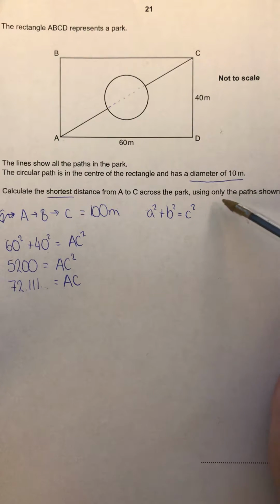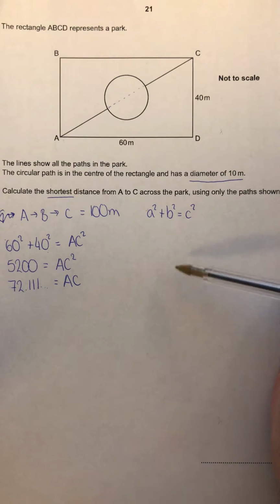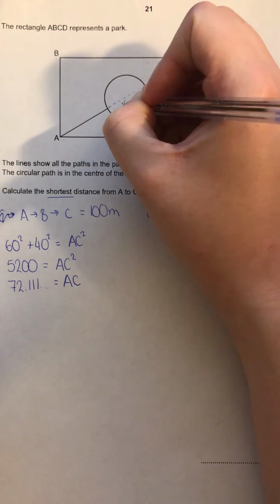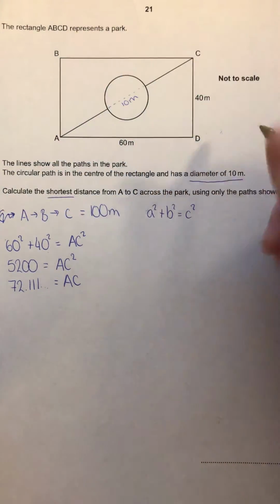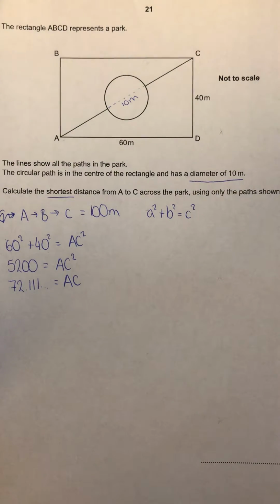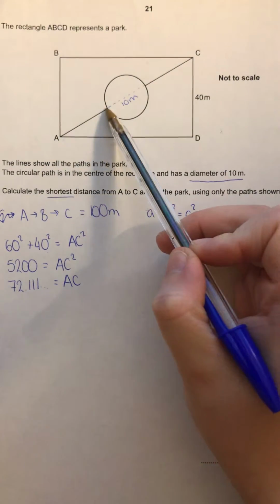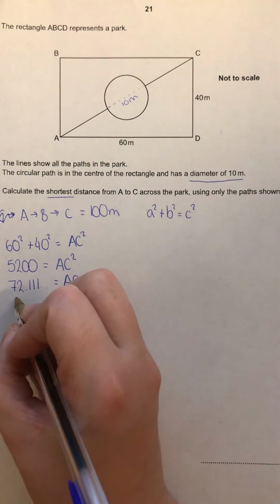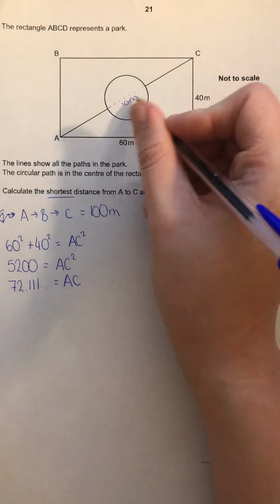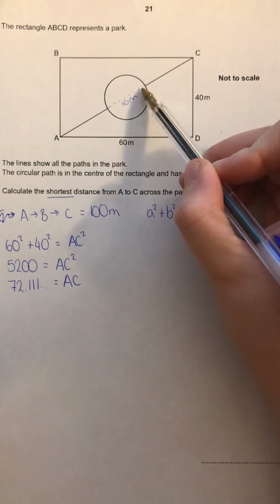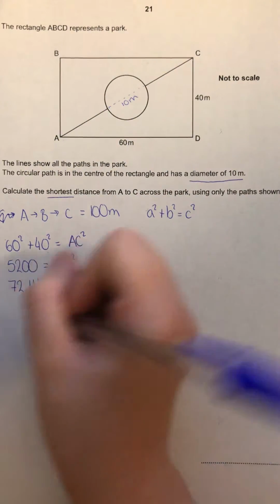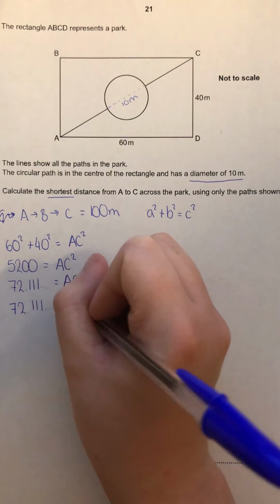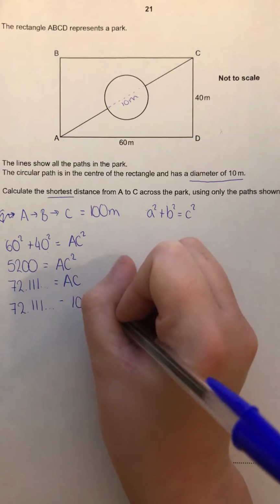But the question says we can only use the path shown. So the diameter of this circle is 10 metres. It tells us that in the question, we even underlined it. So from here to here and here to here, if we do 72.111, take away this 10, that will give us these two lengths together. So 72.111 and so on, take away 10, gives us 62.11.